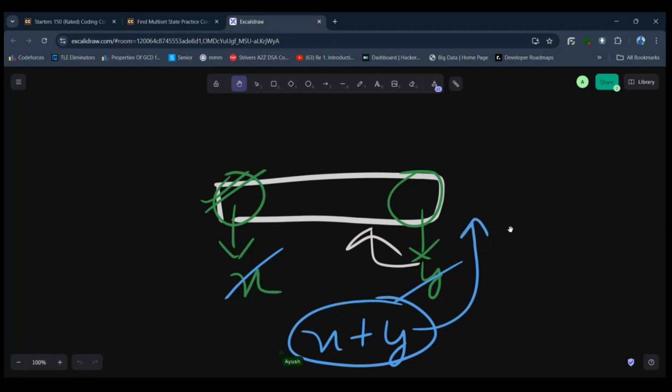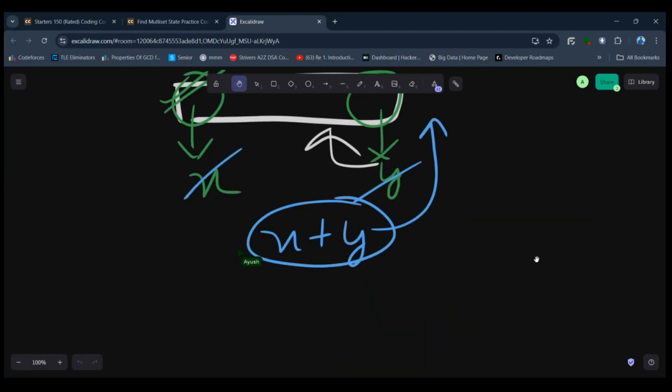So if you keep doing it 3 times, what will happen? In one operation you are deleting X and Y and appending X plus Y. So it is as good as deleting just the first element X from your array, and replacing the last value, that is Y, with X plus Y.